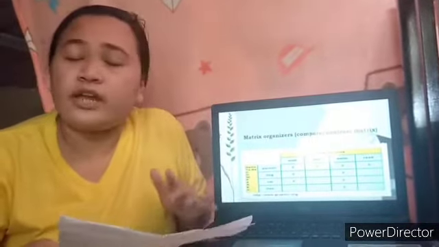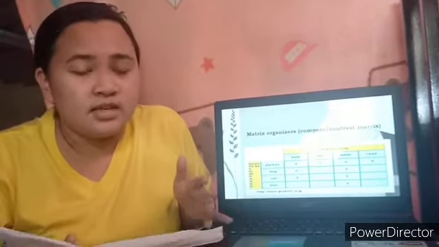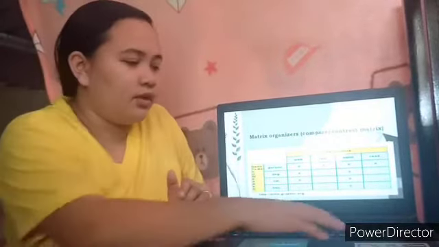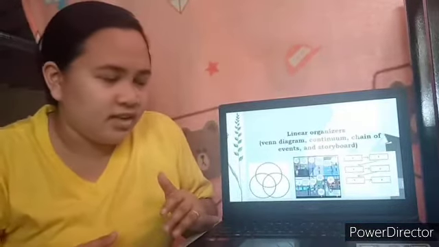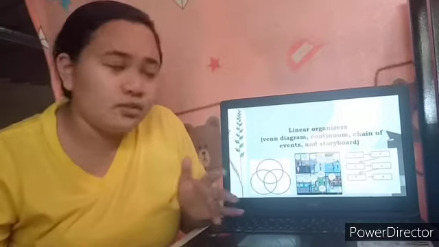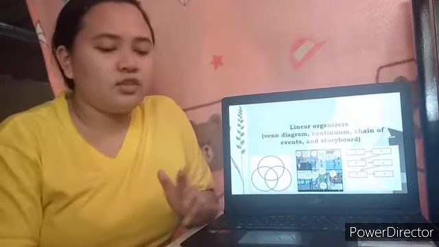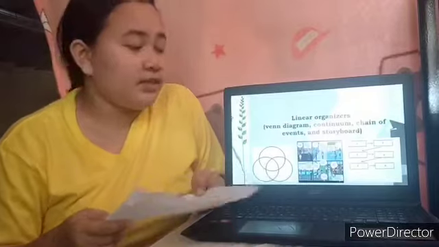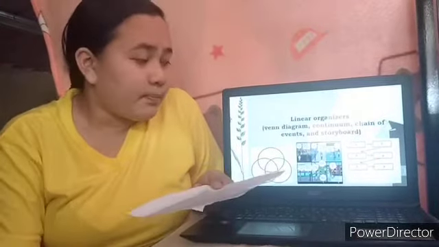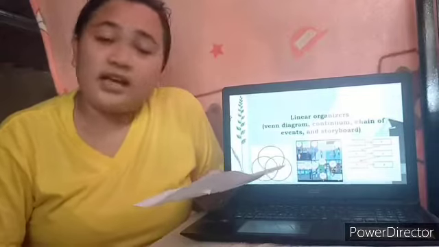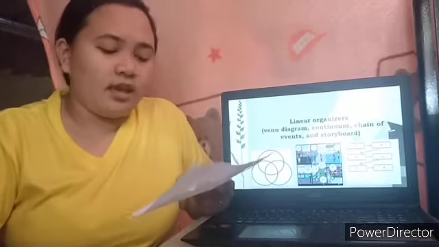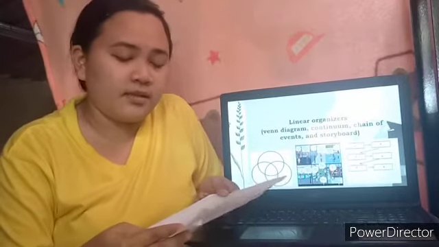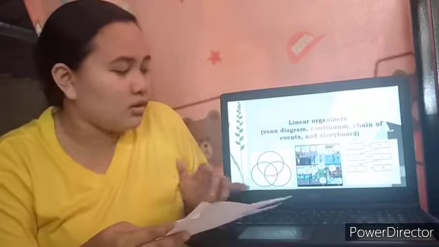They are able to see the multiple differences or similarities by creating several different subtopics they want to investigate further. So the last one is the linear organizers: the Venn diagram, continuum, chain of events, and the storyboard. The Venn diagram is a diagram representing mathematical or logical sets pictorially as circles or closed curves within an enclosing rectangle, common elements of the sets being represented by the areas of overlap among the circles.